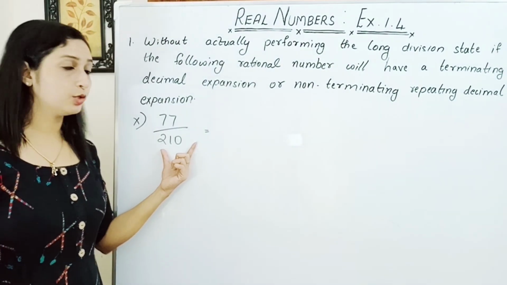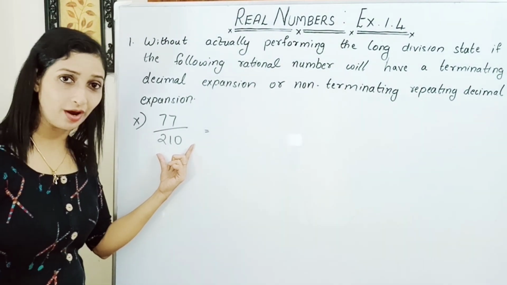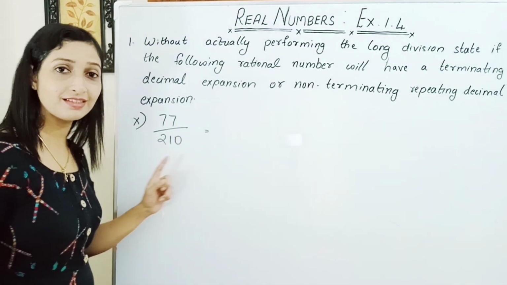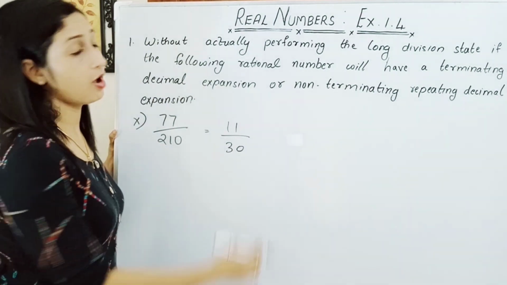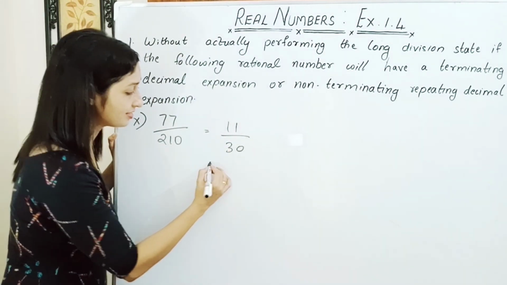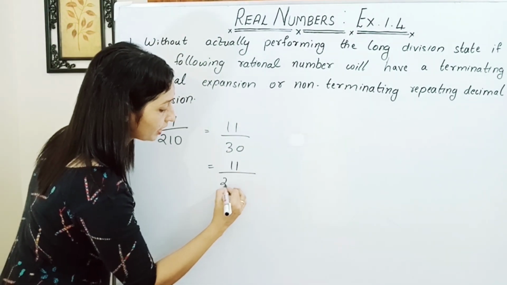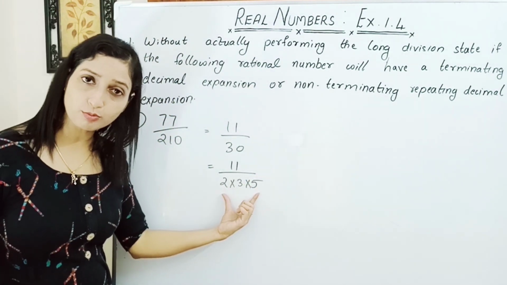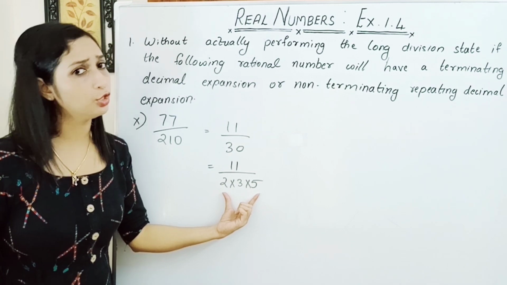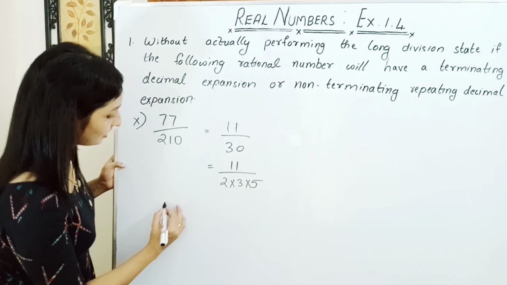So this is our 10th question, which is 77 by 210. Now how can you simplify this? It goes by 7, so it becomes 11 by 30. Now how can you prime factorize 30 as? You can write it as 11 by 2 into 3 into 5. Now is this of the form 2 raised to n into 5 raised to m? No. So how can you write the answer?